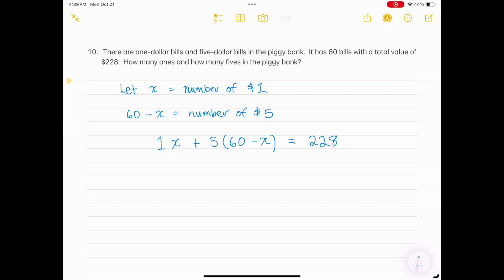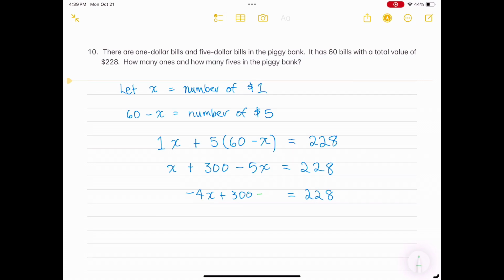So 1 times x equals x by itself. We write that underneath on the next line. Plus use the distributive property to remove the parenthesis by multiplying both terms within the parenthesis with 5. So 5 times 60 equals 300 minus 5 times x, which is 5x, equals 228. I gather like terms. X minus 5x equals negative 4x plus 300 equals 228.